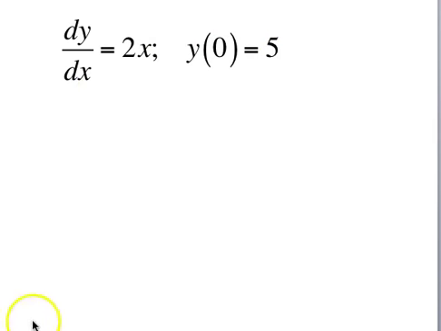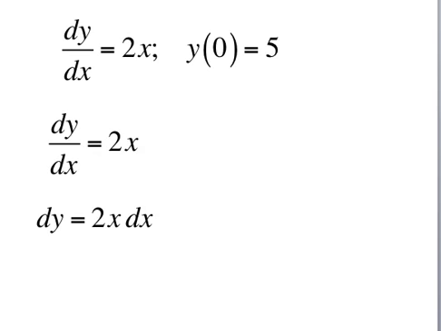So we're going to look at dy/dx is 2x. Our goal with this strategy is to separate the variables, get all of the y's on one side, get all of the x's on the other. So we're going to, in a sense, think of multiplying both sides by dx. If I do that, the left side is dy, the right side is 2x dx. And now we have successfully separated the variables.